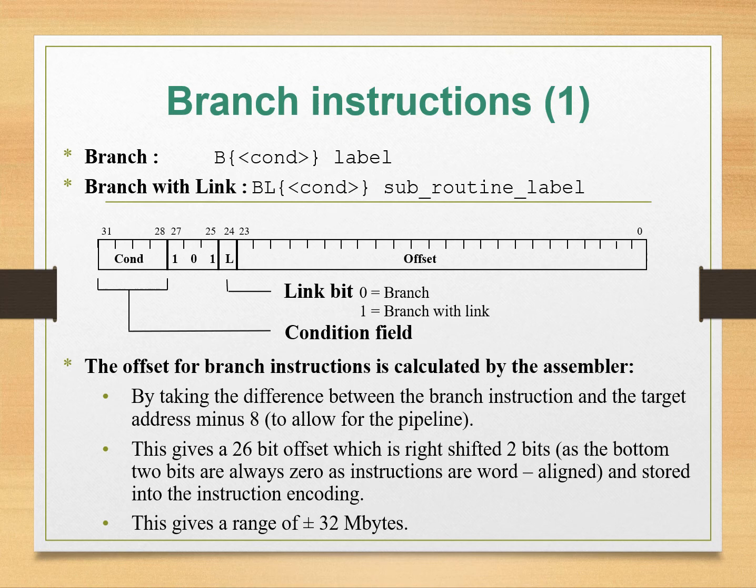So this gives a 26-bit offset, which is right shifted 2 bits. As we know, each address location inside the ARM has 00 in the first 2 bits. Bit 0 and bit 1 are 00. As the bottom 2 bits are always 0 and instructions are words, meaning instructions are 32-bit aligned, they are not stored in the instruction coding. So this label gives a range of plus or minus 32 megabytes. Okay, the range for the offset. This is the limit that you can go to. Okay, this is for the branch instruction.